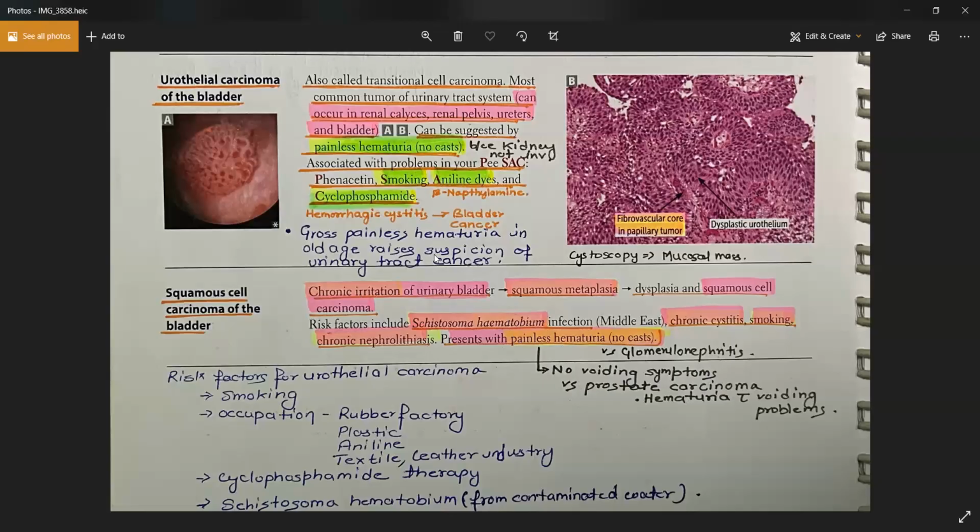If the voiding symptoms are present, that means there must be a blockage. It could be a BPH case. It could be this prostate carcinoma. If the voiding symptoms are not present, only a painless hematuria, nothing else, you will always think about all these 4 or 5 cancers we have discussed recently.